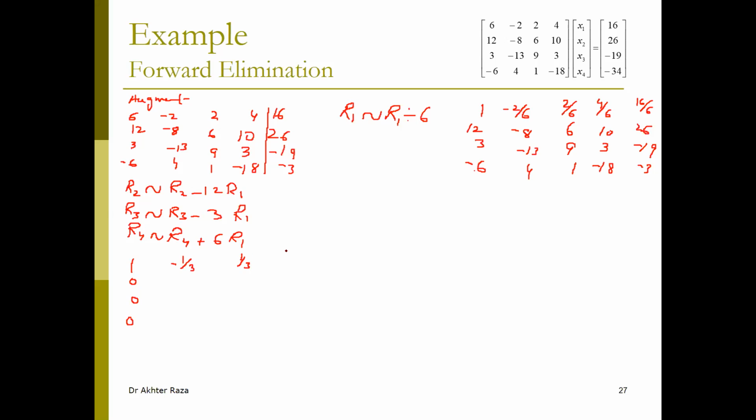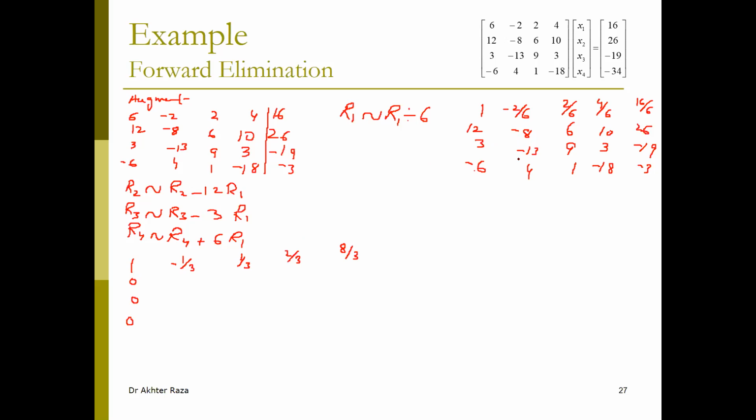This will be the 2 by 3. And this will be 8 by 3. This is the row number 1. There is no change in row number 1. Now this will be changed. So how can I calculate the number here?